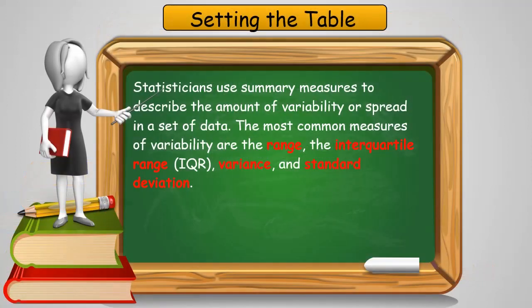There are a number of different ways that statisticians use to identify the measures of variability, and they range in complexity. The most simple ones are range and interquartile range, and then they gather in complexity when we deal with variance and standard deviation. So we'll look at each one of these individually.